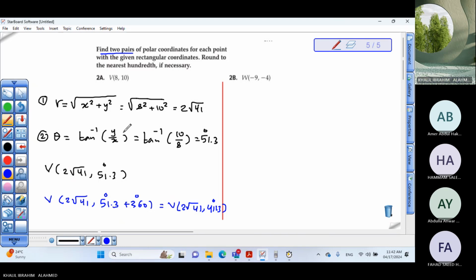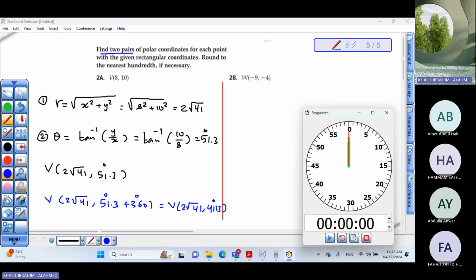I solved question 2A. I will give you some time to try to solve question 2B. All of you should work. I will give you 3 minutes. Try to solve.